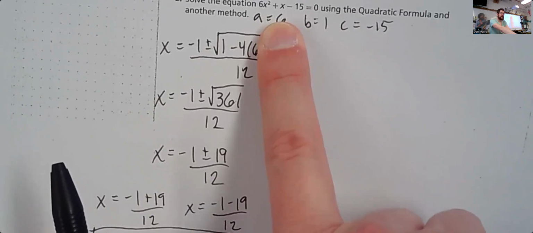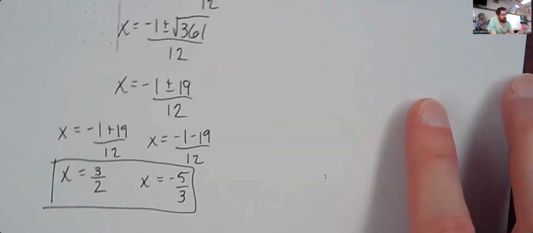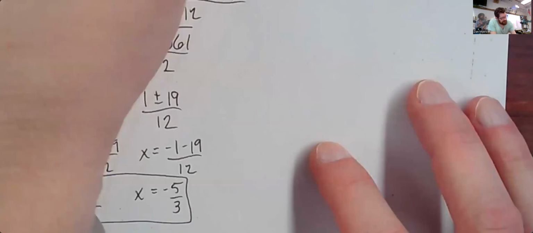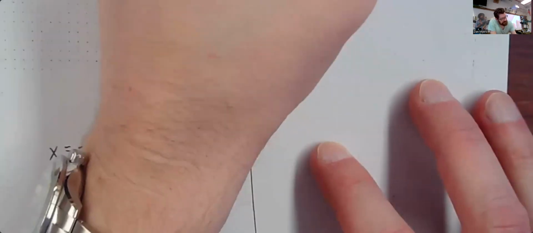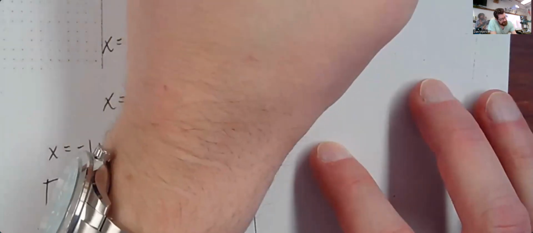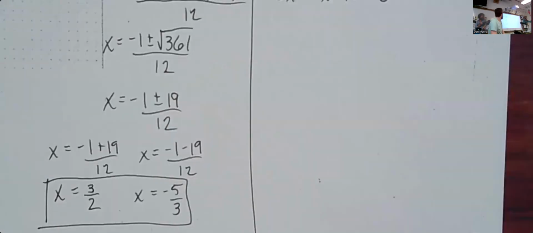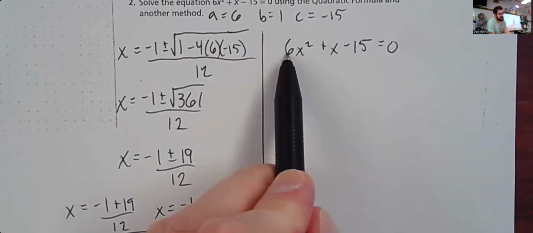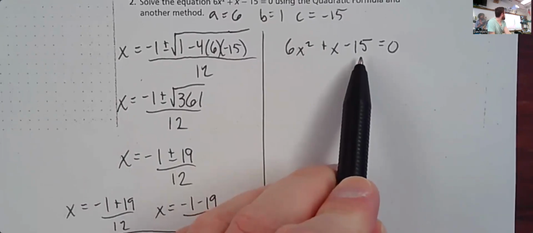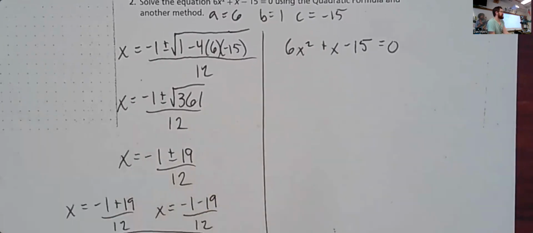So let's go ahead and try factoring this. So we're going to get, let's see, 6x squared plus x minus 15 equals 0. So we're going to go ahead and use the slip and slide method. That means we're going to start off by multiplying the first number times the last number. What is 6 times negative 15?